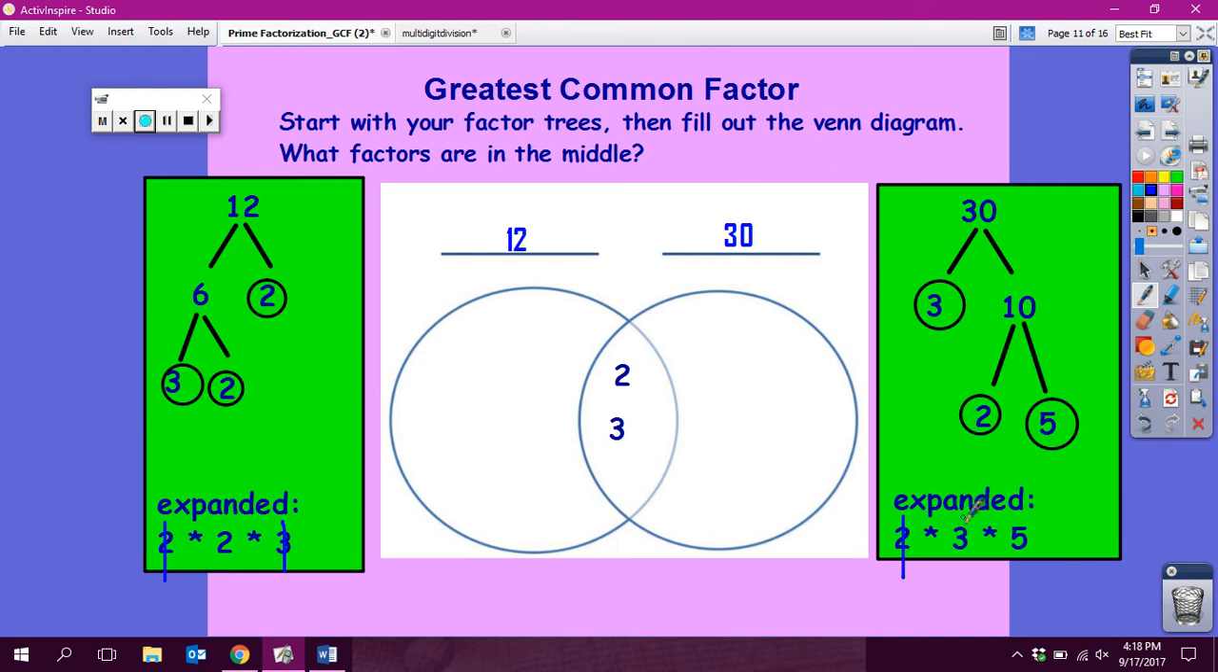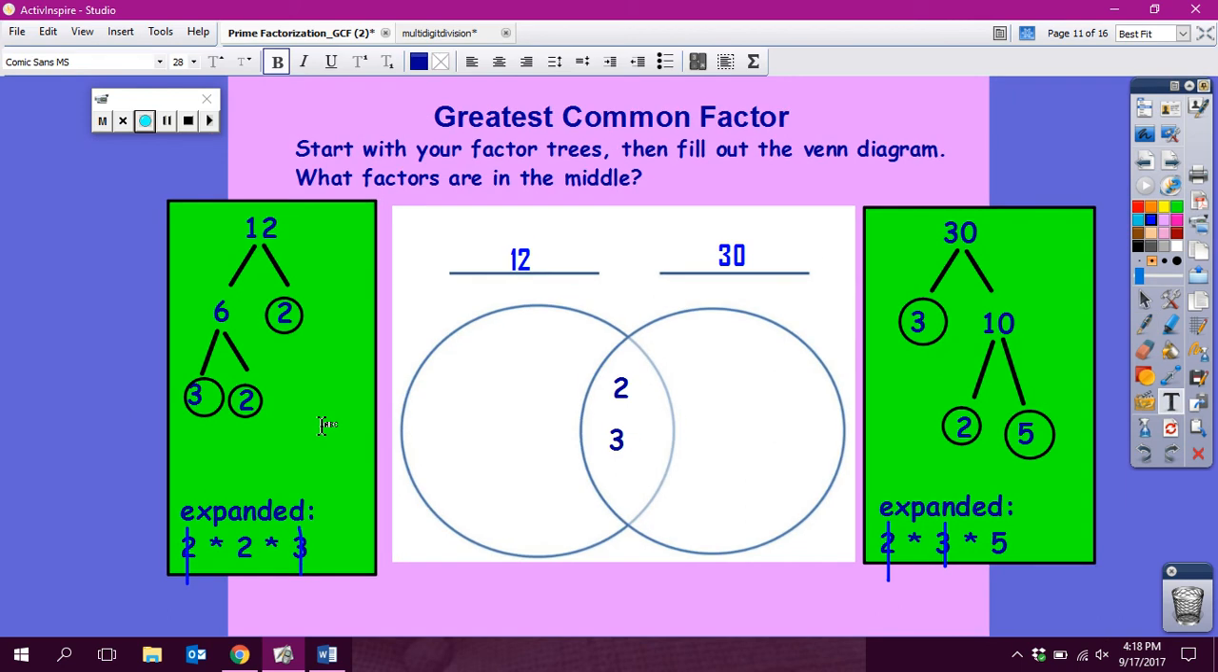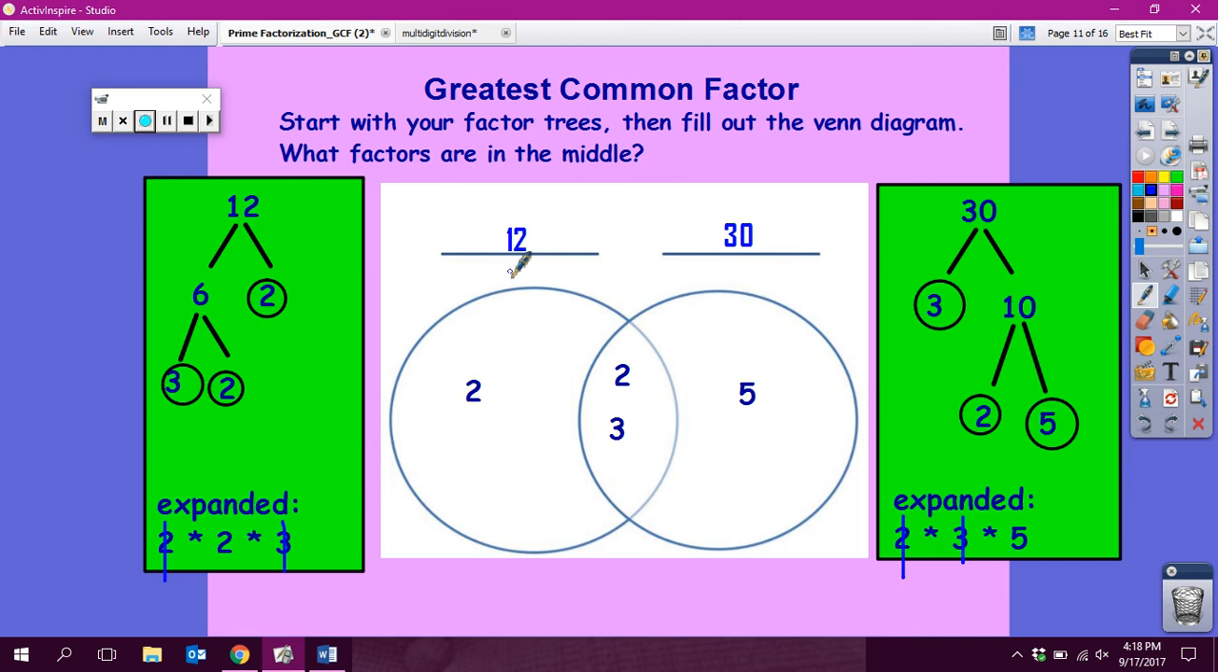Now the only things left are the 2 and the 5. Okay, and they do not share another 2 or a 5. So I want to list those on the correct sides for whom they belong. So the 2 was out of the 12 and the 5 was out of the 30. And the only place I want to look, because I'm looking for common factor here, are the things that they have in common, so that would be in the middle.